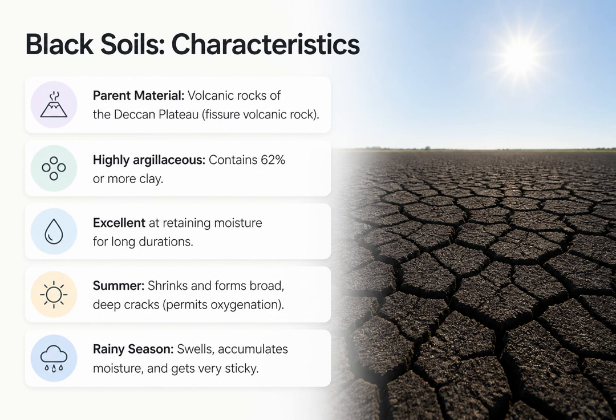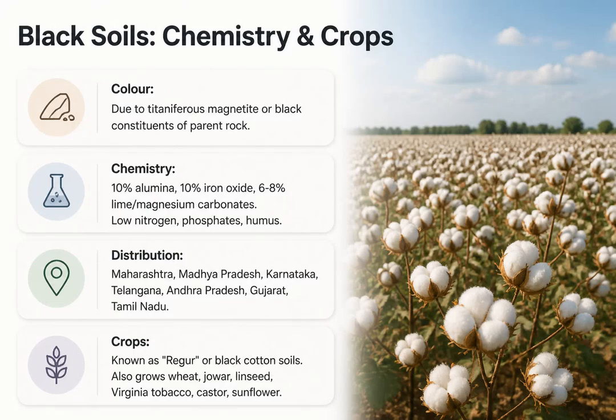In summer, the soil shrinks and forms deep cracks, which naturally oxygenates the lower layers. But in the rainy season, it swells and gets very sticky, making plowing quite a demanding task. You might wonder where the distinct black color comes from. It is due to the presence of a small proportion of titaniferous magnetite, or black constituents from the parent rock.